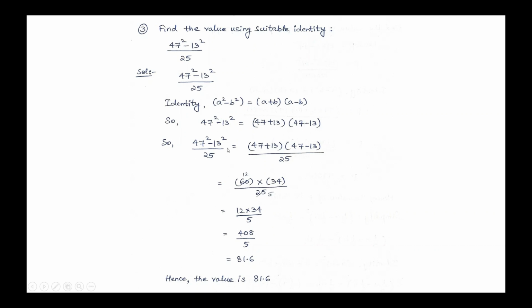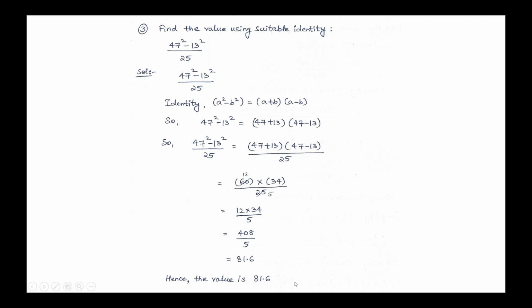So (47² − 13²)/25 is equal to (47 + 13)(47 − 13)/25, which is equal to 60 × 34/25, that is 12 × 34/5, which is equal to 408/5, and that is 81.6. Hence the value is 81.6.